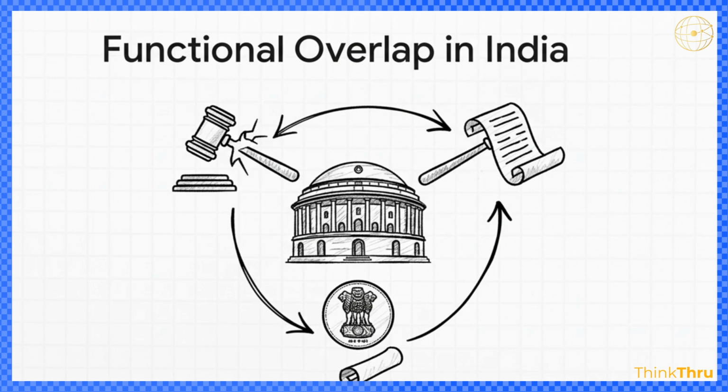The judiciary can literally strike down laws passed by the legislature. The legislature can impeach judges. The executive can even issue these things called ordinances, which are basically temporary laws. So as India's Supreme Court put it, there's separation of powers in a broad sense only. Everybody's got a finger in everybody else's pie.